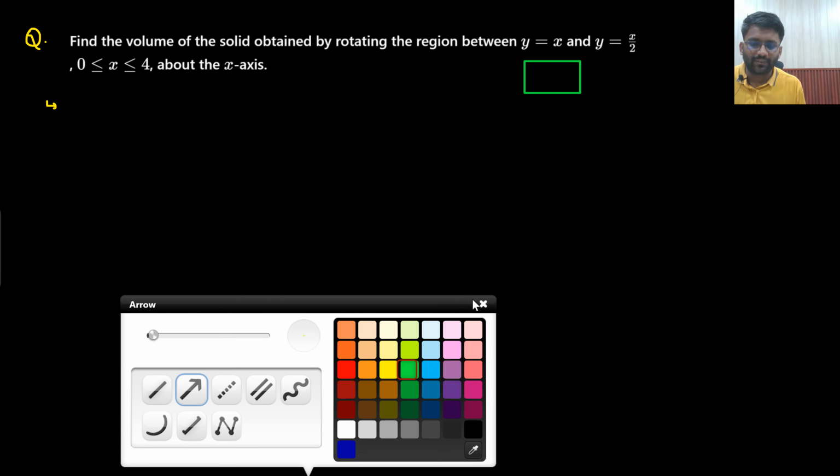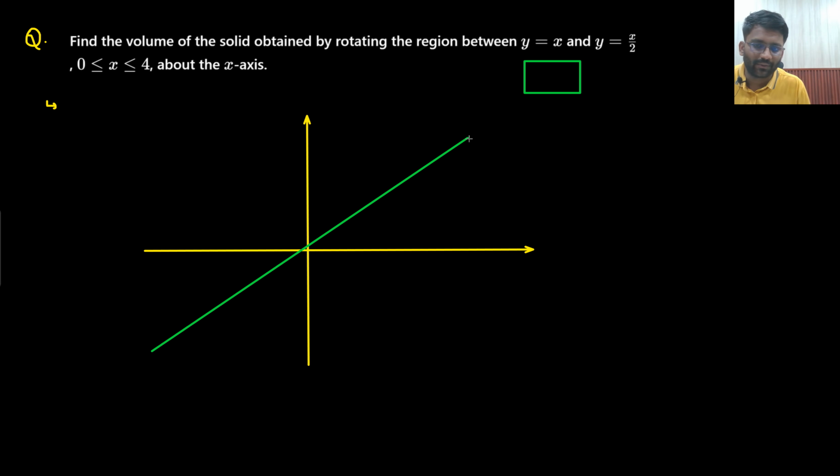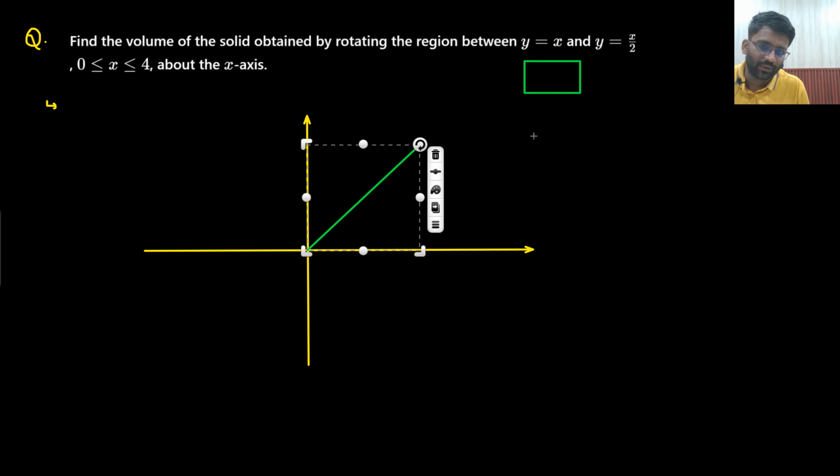So let's make the graph. y equals x and y equals x by 2. I will make only the positive graph, although y equals x is this graph, since x is going from 0 to 4. So at x equals 0, this is the y equals x graph I am making. At x equals 0, the value will be 0. At x equals 4, the value will be 4.